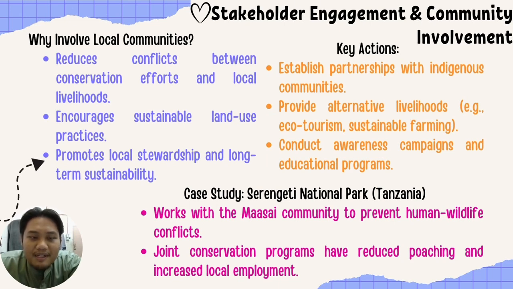A great example is Serengeti National Park in Tanzania. They work closely with the Maasai community to prevent human-wildlife conflict. Joint conservation programs have reduced poaching and increased local employment, according to the case study at Serengeti National Park.